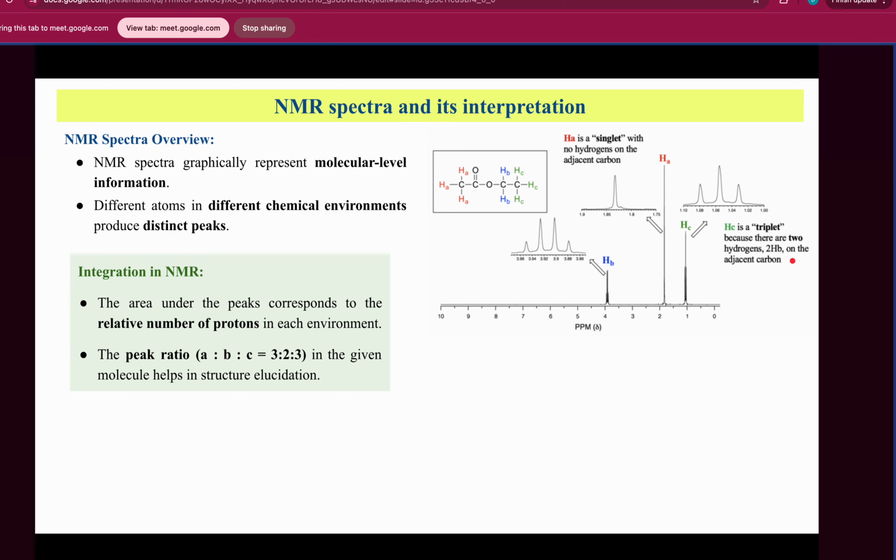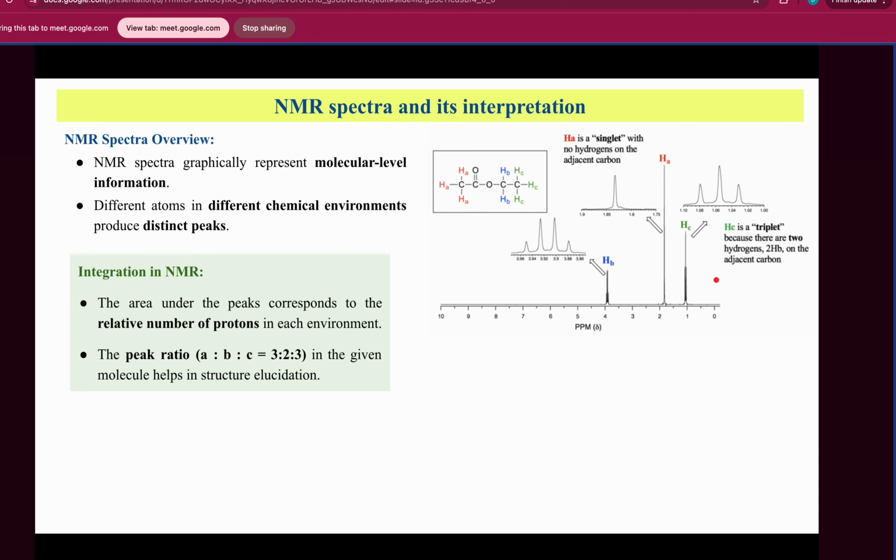Maybe in the next slide, we'll see the formula with which we can find out how many peaks we will observe depending on the number of hydrogens present on the adjacent carbon. In this scenario, the first thing to remember is how many sub-peaks will be formed and how many single peaks will be observed.